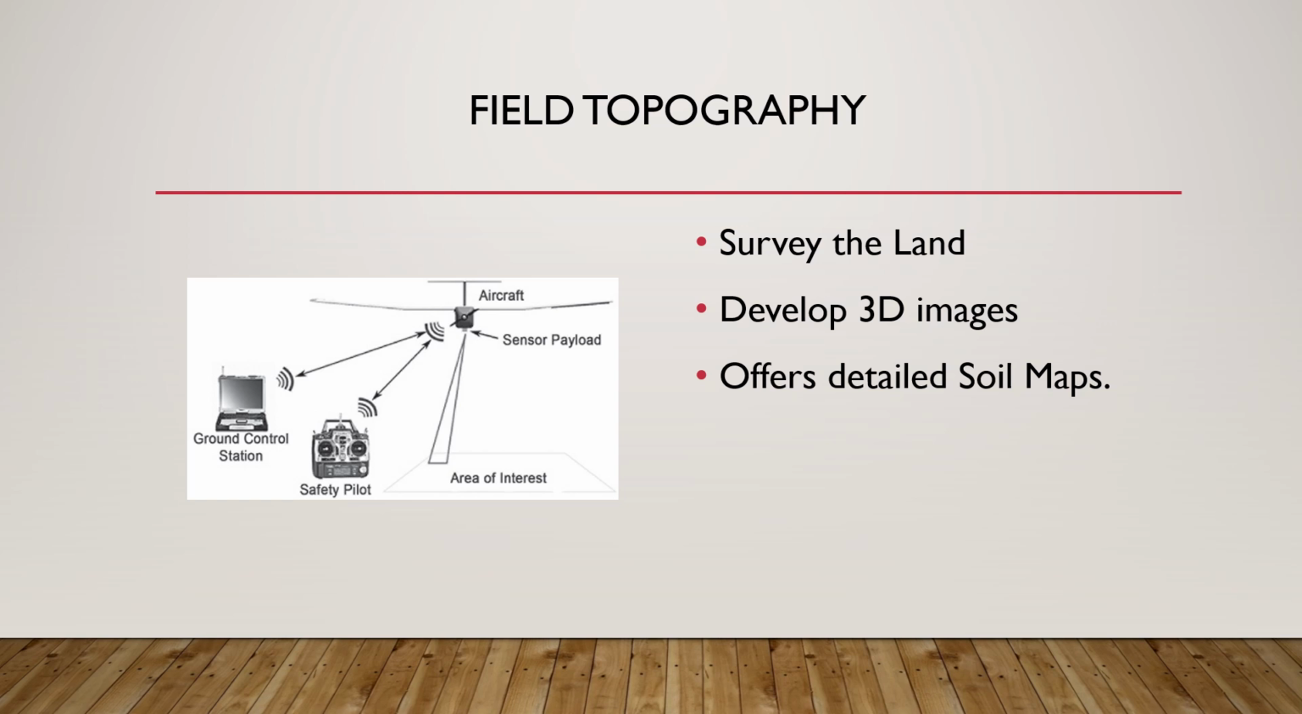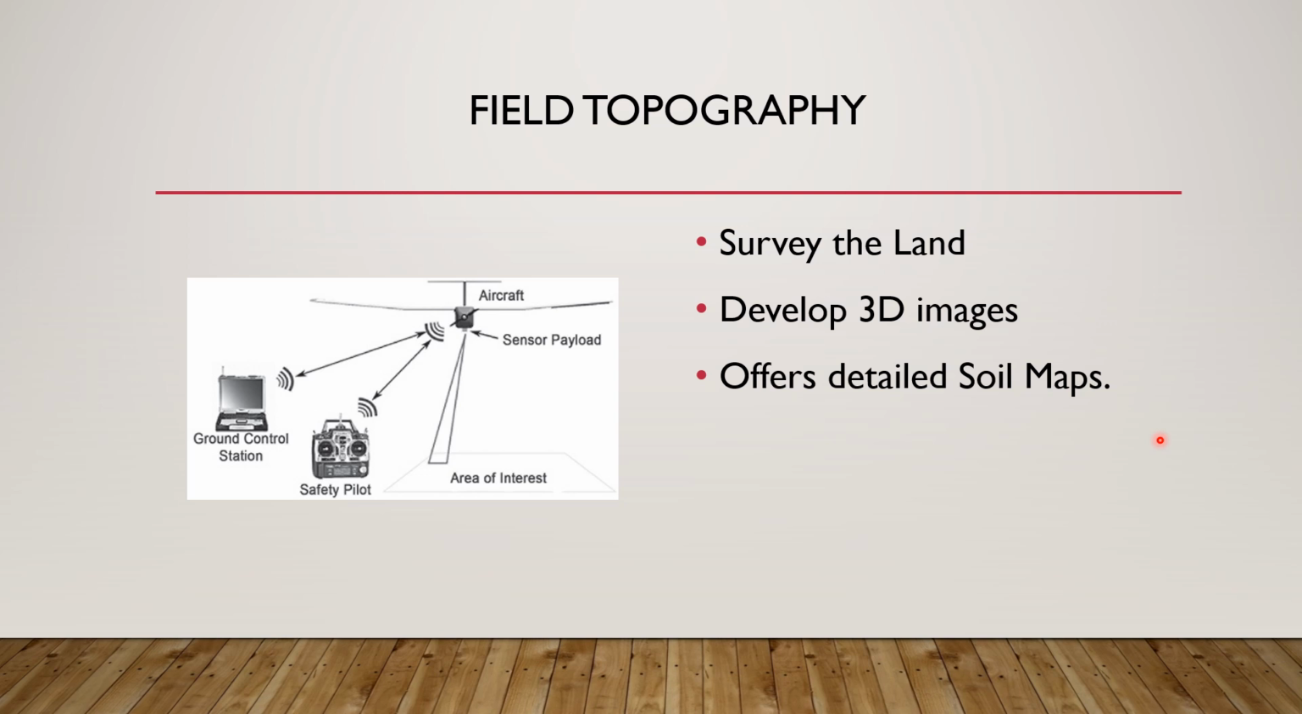As a first step, we are going to survey the land, and once the land has been surveyed, the next step is to develop 3D images showing the contours and plots. Once we develop the images, we go for the detailed soil maps.